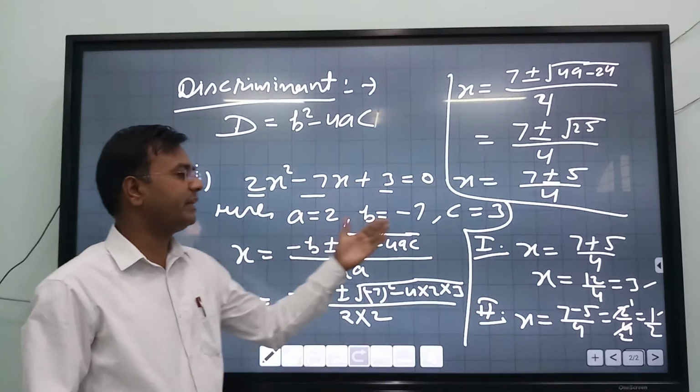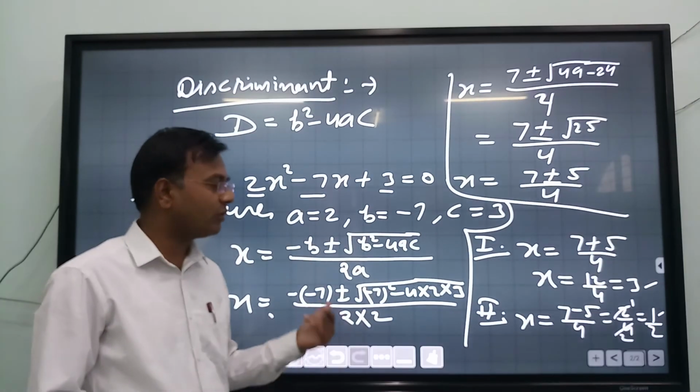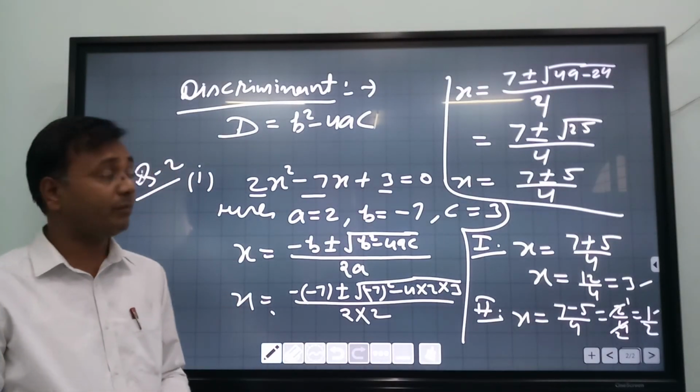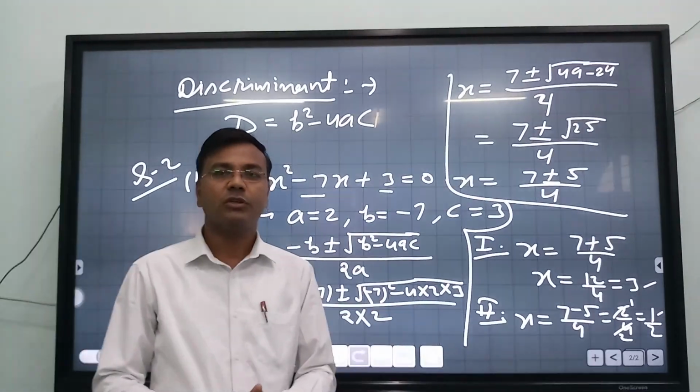So solve the remaining three parts, and from the help book or other books, you may solve some of the parts. And if you have any doubt, you can ask me.